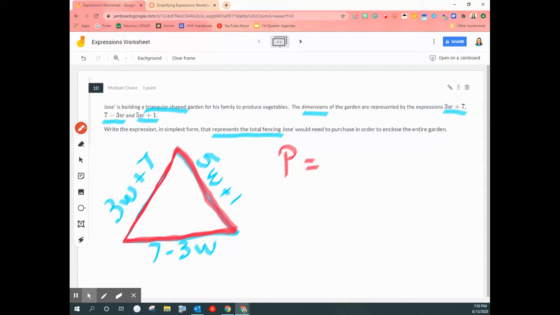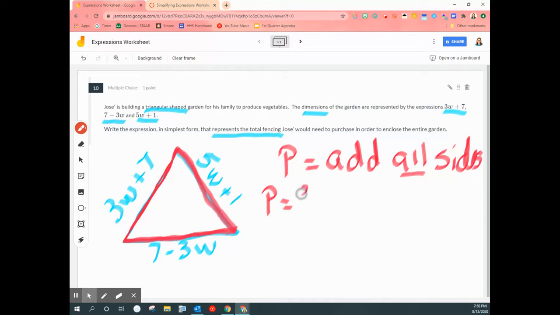That's all it means. So all you have to do if you're trying to find the perimeter is add up all of your sides. I'm going to run out of room. Add up all your sides. That's all you need to do. Be sure you add up all of them, but that will always give you the perimeter. So the perimeter for our triangle, the amount of fencing that Jose is going to need, it's going to be 3W plus 1.